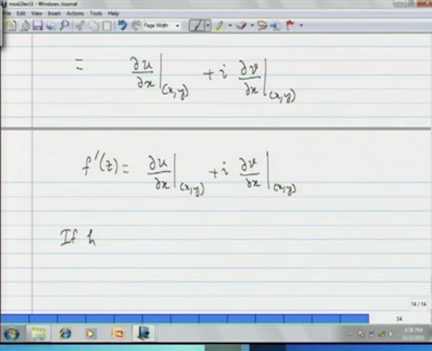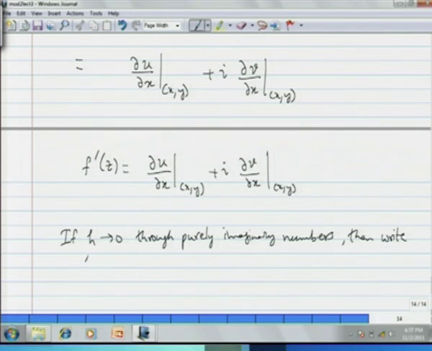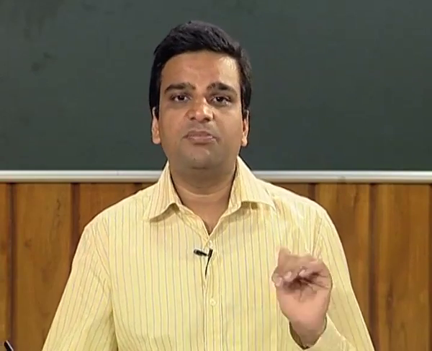So, if h approaches 0 through purely imaginary numbers, then write h as i k, where k is real, where k belongs to R. There is no real part to h now, it is purely imaginary. So we can write it as i k, and assume that k is a real number which approaches 0.